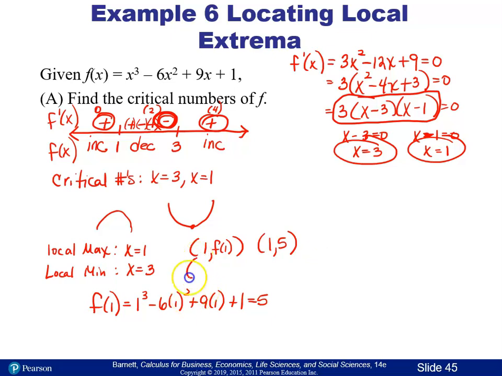And then do the same thing here. So 3, and then plug 3 into f. So f of 3, you can check this, f of 3 is 1. So my local minimum occurs at the point (3, 1).